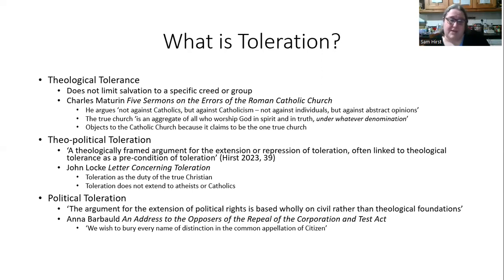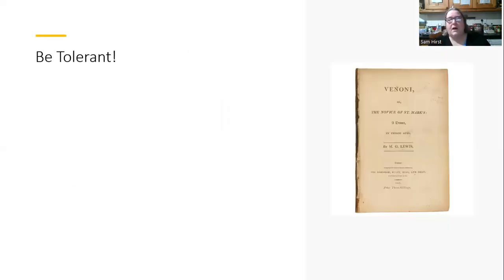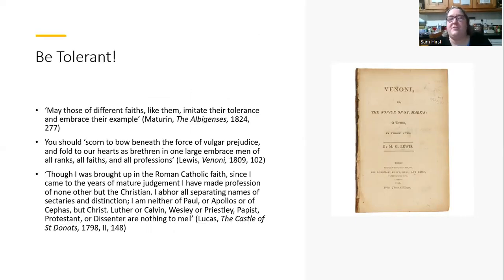Now, any of these might appear in Gothic texts, but I want to suggest that the dominant thing we see is an interest in theopolitical toleration, which depends upon theological tolerance. The theological tolerance is often more overt, but there is a suggestion, therefore, of theopolitical toleration in many texts. All of these quotes point to a similar thing. These are all examples of theological tolerance, but they're also related to specific examples of political toleration. In the Albigenses, it's speaking out against the Albigensian crusade. In Lewis's Venoni, the speaker goes on to join another monastery. So this isn't advocating for the ruin of the Catholic Church at all.